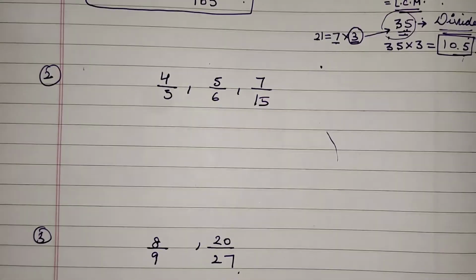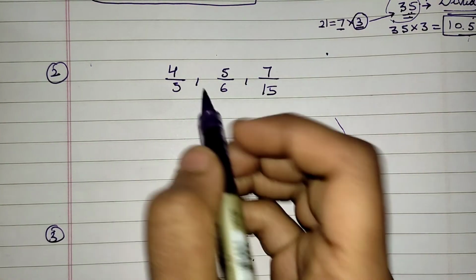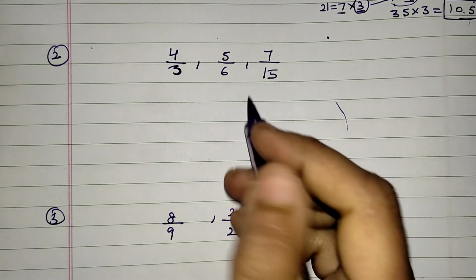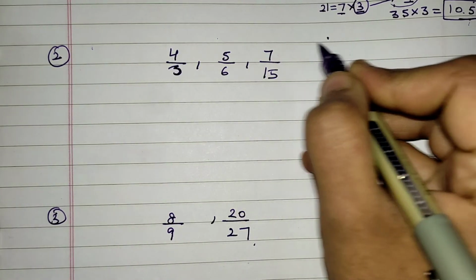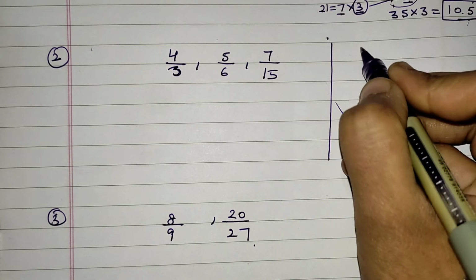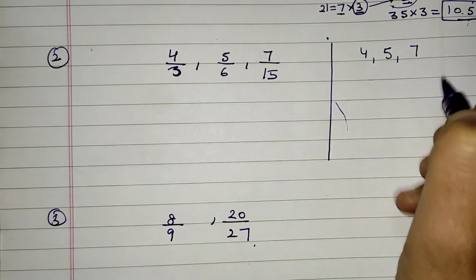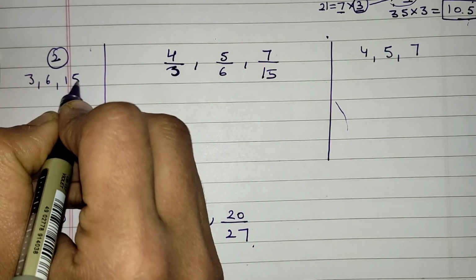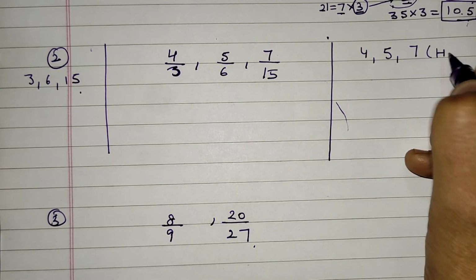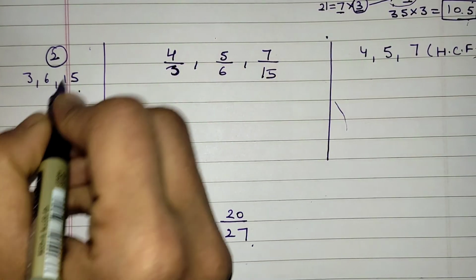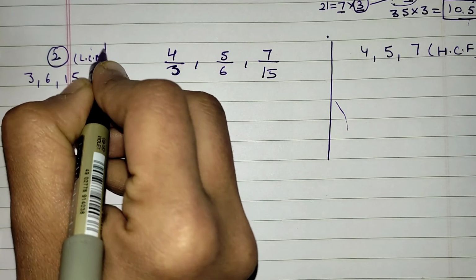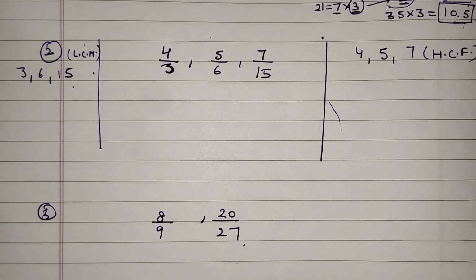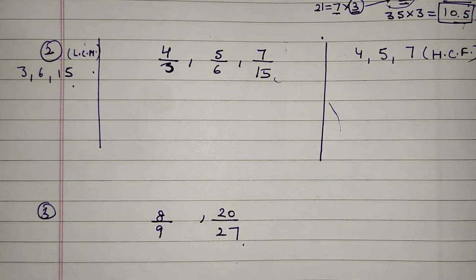Moving to question number 2. It says you have to find the HCF of these numbers. For that, we have to find the HCF of the numbers 4, 5 and 7, and the LCM of the numbers 3, 6 and 15. If you divide both of these values, then you will get the HCF of this fraction.